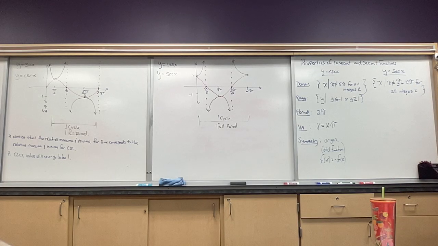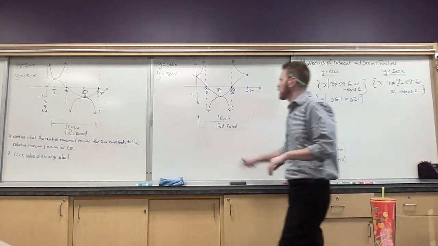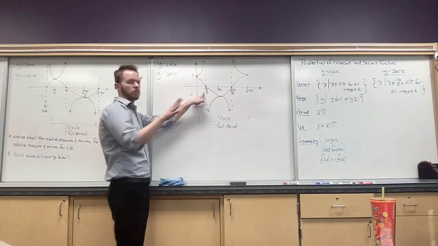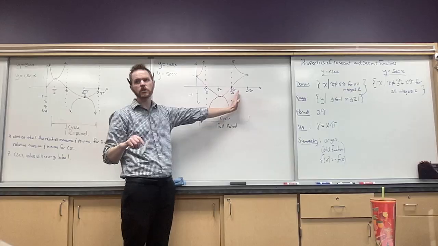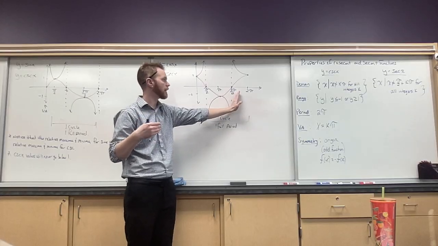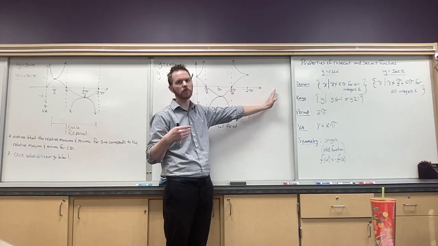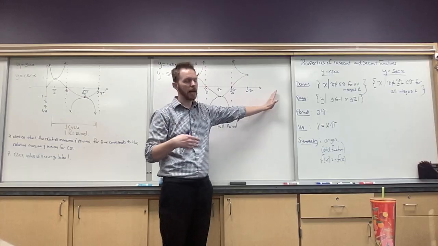And let me go on the graph to show you that. So right here, pi over 2, we couldn't have. But if I add pi to it, that's where the next spot can't have in your domain. And if I add pi to it again, it'd be over here, which would be 5 pi over 2, cannot have. Okay?